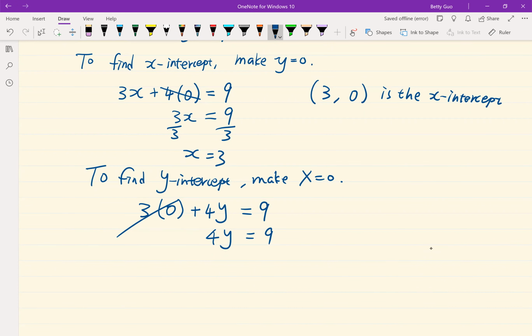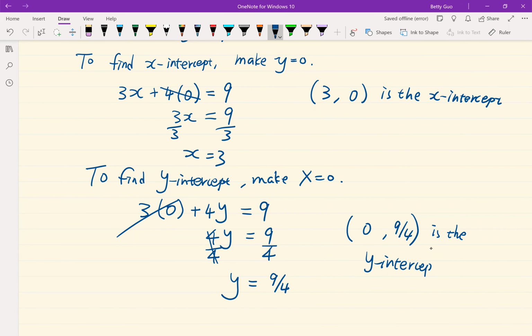Coefficient of y is 4. How do we get rid of it? Divided by 4. Divide both sides by 4. So we have a y isolated on the left. On the right, we have a 9 over 4. Yeah, we can keep the fraction. So 9 over 4 corresponds to x equals 0. 0, 9 over 4 is the y-intercept of the straight line, okay?